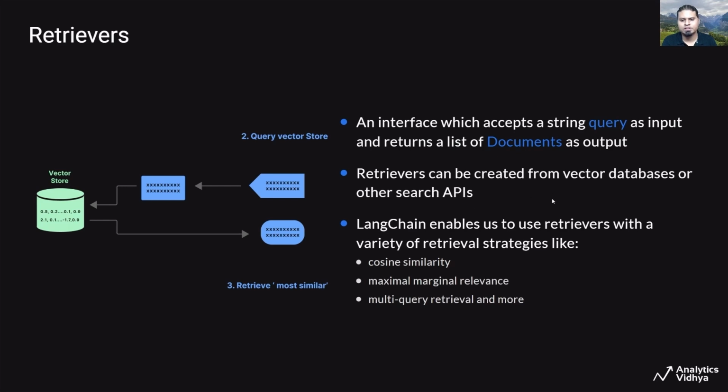Now, retrievers are typically created from vector databases or other search APIs. LangChain enables us to use retrievers with a variety of retrieval strategies like cosine similarity, maximal marginal relevance, multi-query retrieval, and other kinds of strategies, which includes using things like re-ranker models and so on. We will see all of this in the relevant units in the future videos.